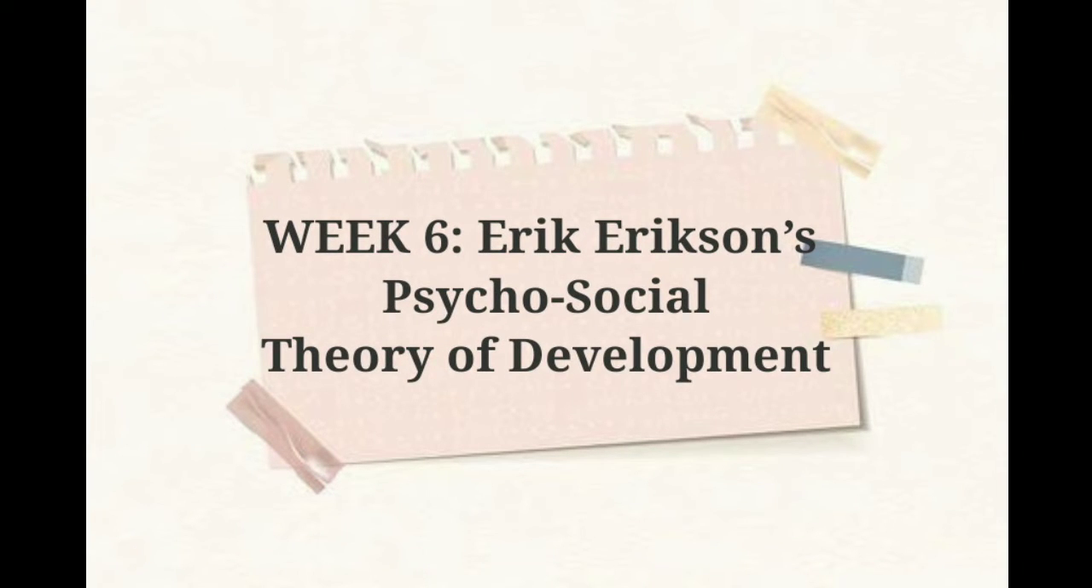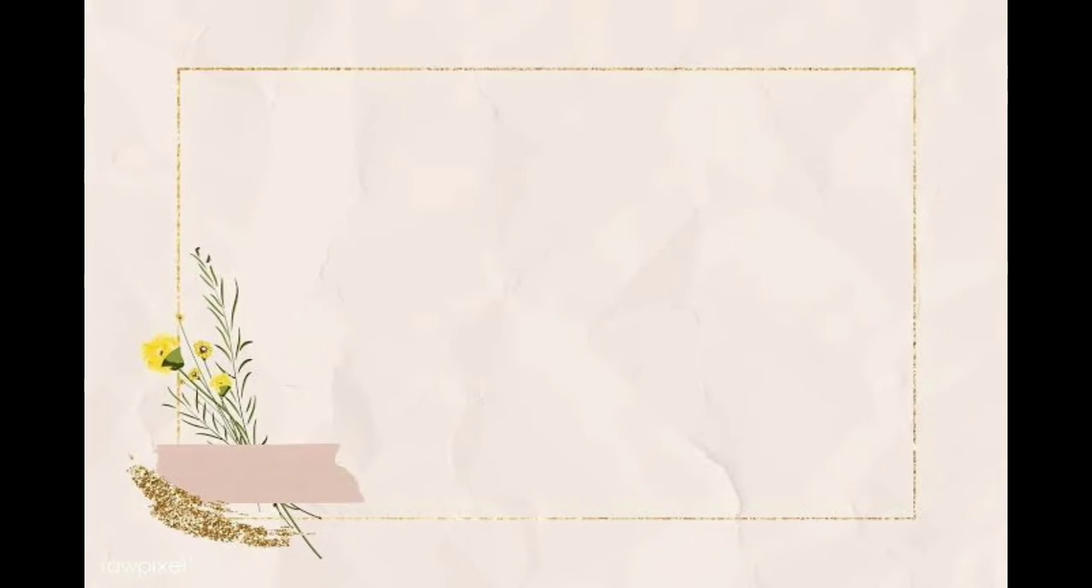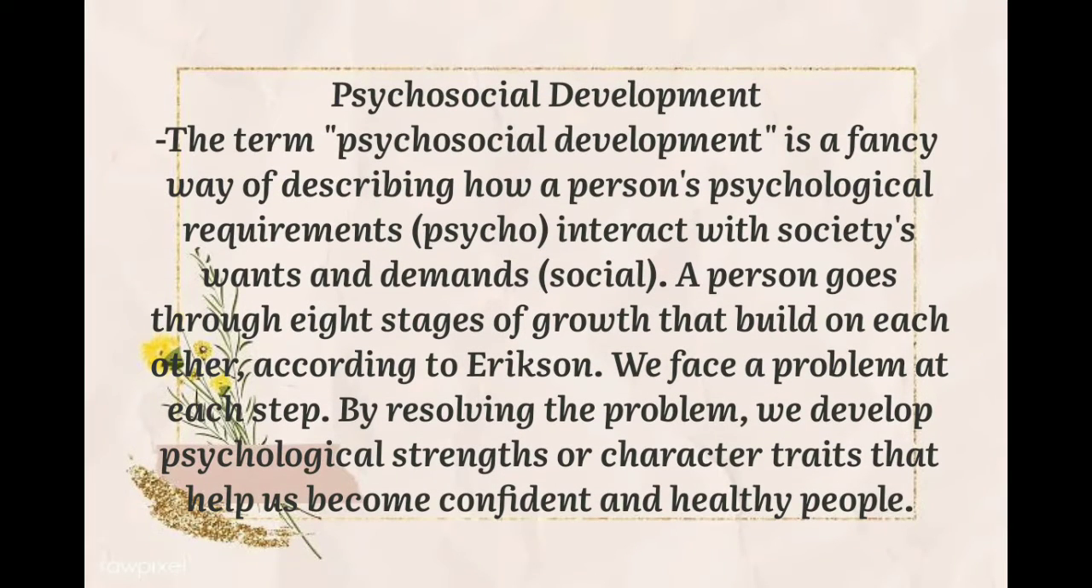Erik Erikson's psychosocial theory of development. The term psychosocial development is a fancy way of describing how a person's psychological requirements interact with society's wants and demands. A person goes through 8 stages of growth that build on each other, according to Erikson. We face a problem at each step, but resolving the problem will develop psychological strength or character traits that help us become confident and healthy people.